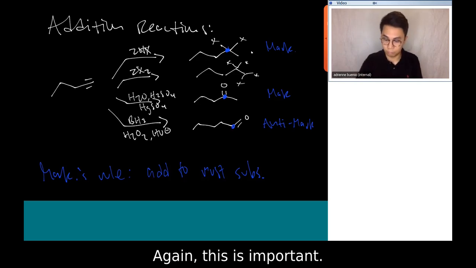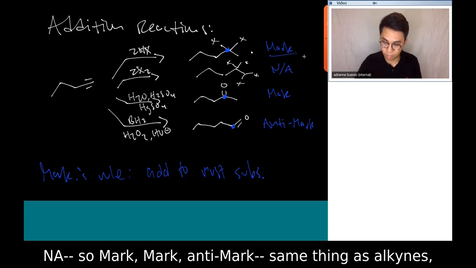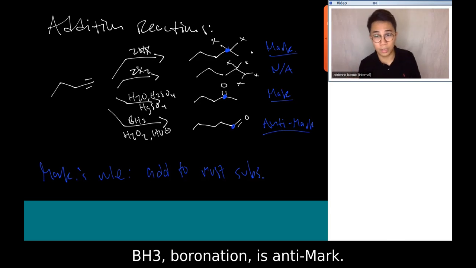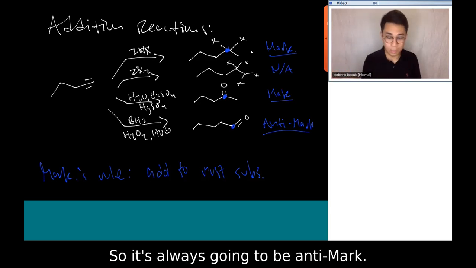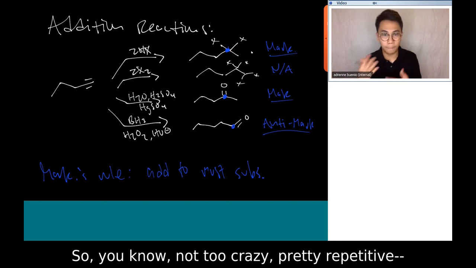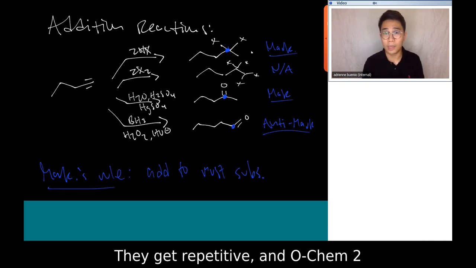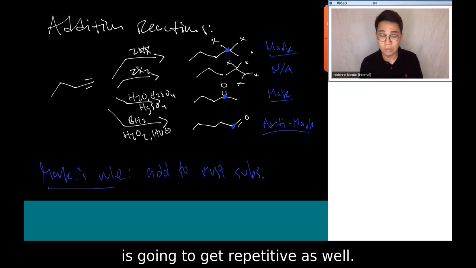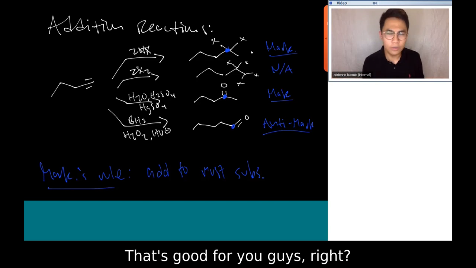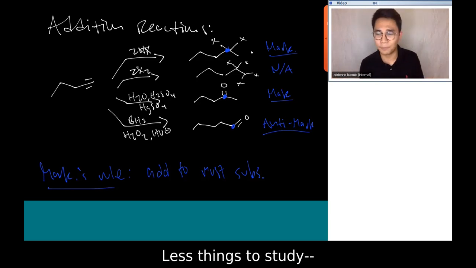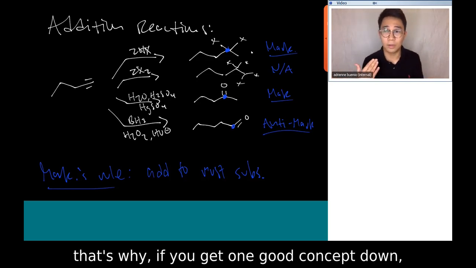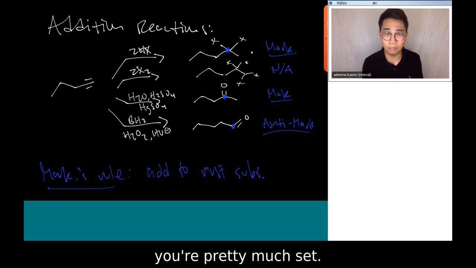Again, this is important, right? So Mark, anti-Mark. Same thing as alkenes, BH3, hydroboration is anti-Mark. So it's always going to be anti-Mark. So, not too crazy, pretty repetitive, and you'll hear this a lot from your professors. They get repetitive, and OChem 2 is going to get repetitive as well. But that's good for you guys, right? Less things to study. If you get one good concept down, you're pretty much set.